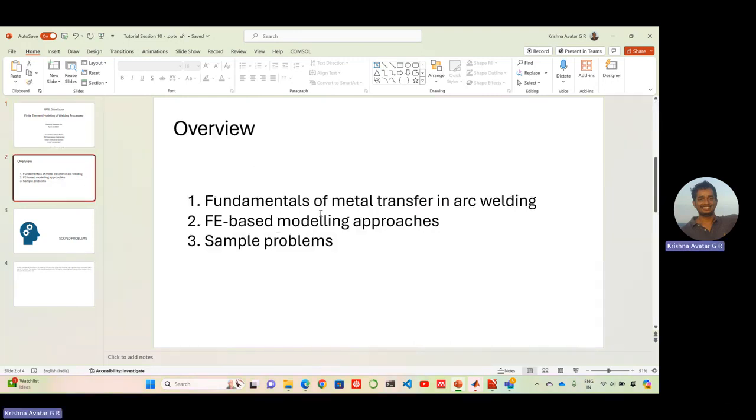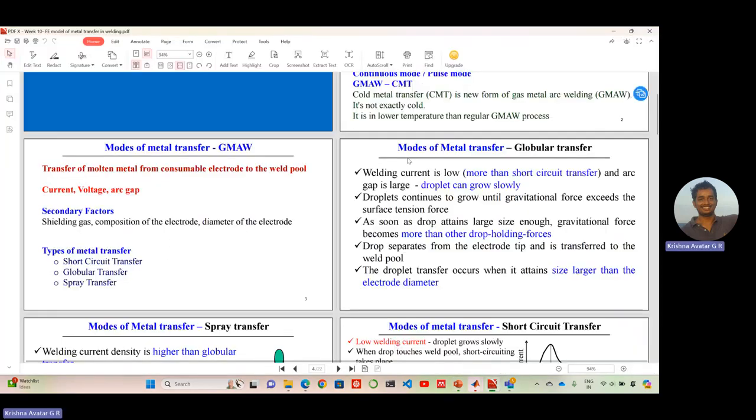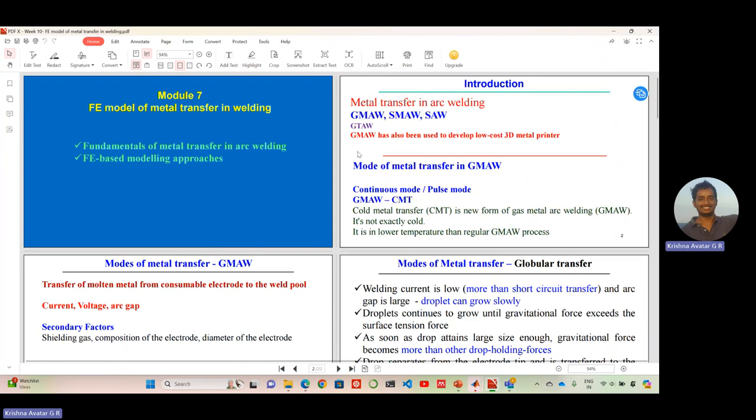So today we're having a short discussion where we'll review the fundamentals of metal transfer in arc welding and FE based modeling approaches. These are the topics which were discussed in the 10th week. And I would also be doing some sample problems. So let's go back to the notes which were discussed in the 10th week of this course.